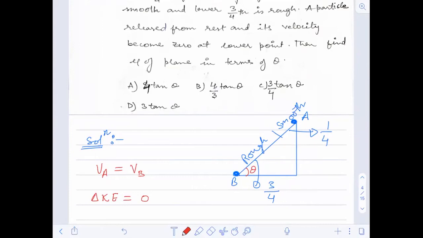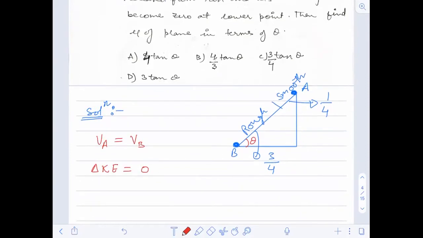Okay, when I see the particle from A to B, the total work done I can write as the change in kinetic energy. That means whatever work has been done, either due to potential energy or due to friction, the summation of all the work must be equal to 0. Why? Because the change in kinetic energy is 0 here. So we have to start now with this.